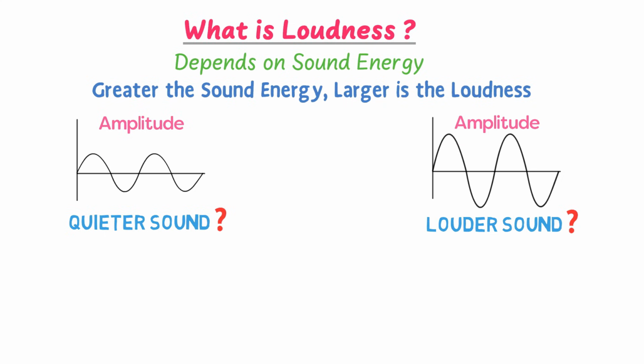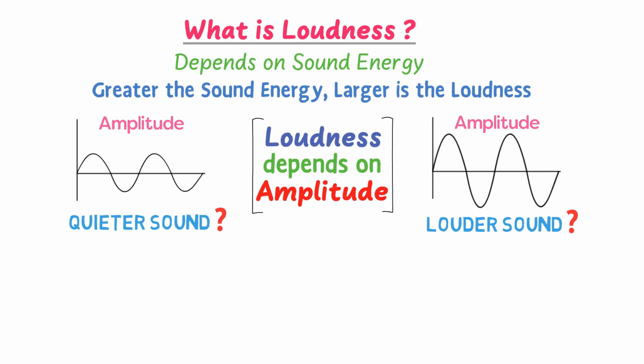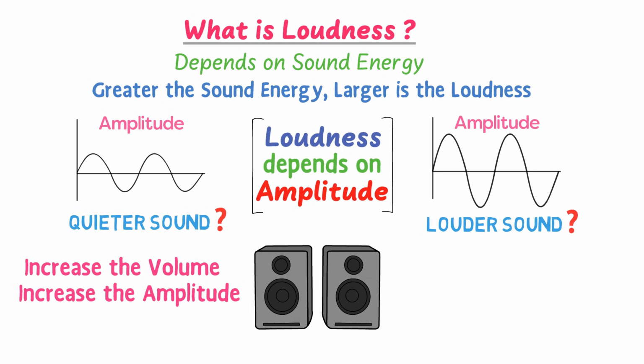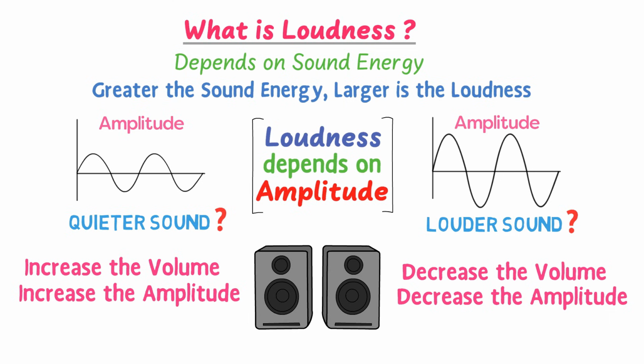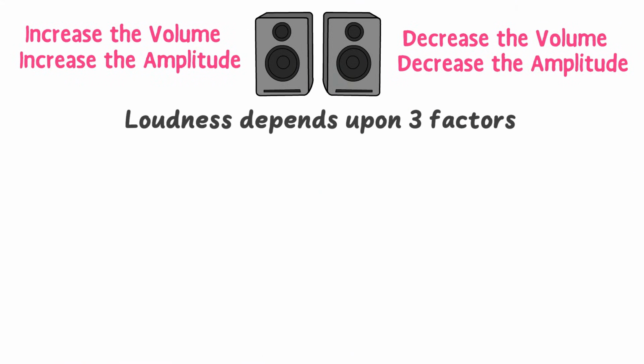Also note down this important MCQ. Loudness of a sound depends on amplitude. Let me repeat it. Loudness of a sound depends on amplitude. For instance, when you increase the volume, the speaker increases the amplitude of the sound and you listen to loud music. In contrast, when you decrease the volume, the speaker decreases the amplitude of the sound and you listen to quiet or low music. Remember that loudness depends upon three factors.